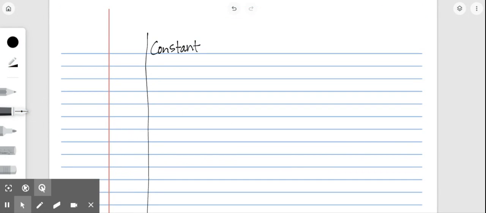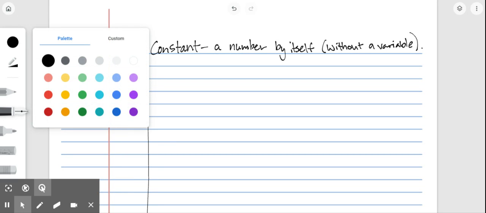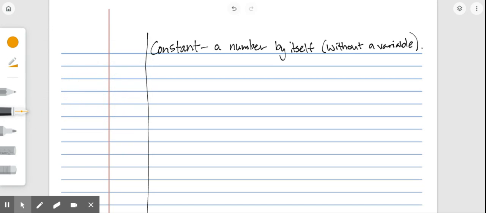All right, here's our last new vocab term, and it is a constant. So we have algebraic expression, we have variable, we have coefficient, we have term, now we have constant. A constant is the number that doesn't have a variable attached to it with multiplication, or a number by itself without a variable. And as per usual, I'm going to give you an example.